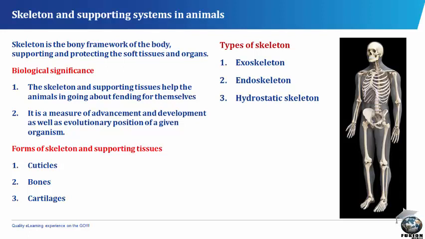Cartilages. The cuticles contain a waxy substance called chitin, which is located externally. This type of exoskeleton is called cuticular. An example is found in arthropods.